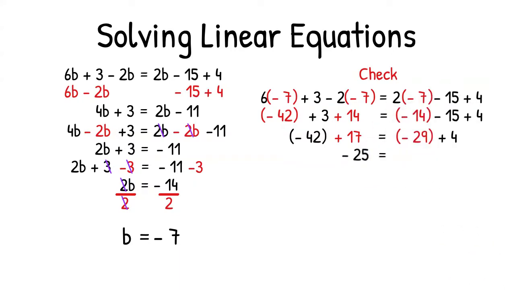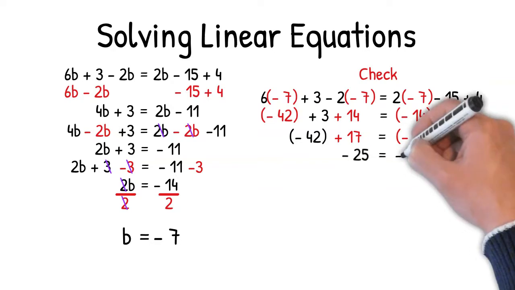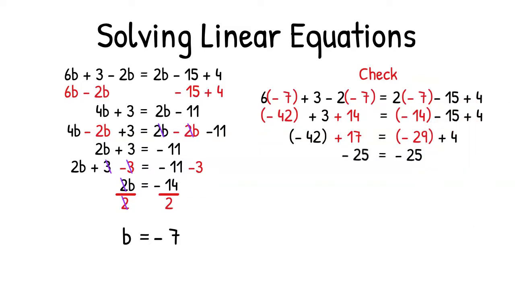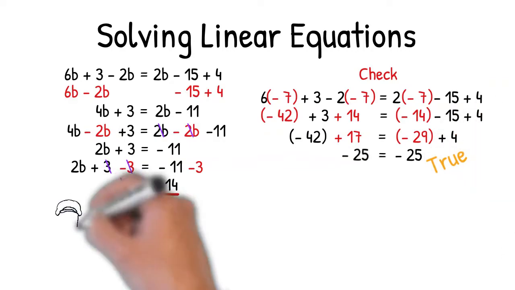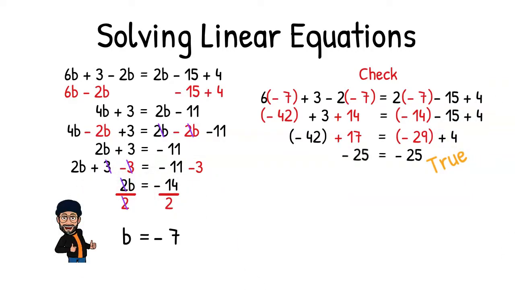On the right side, we have absolute value 29 is larger than absolute value of 4, so the sign of the answer, again, will be negative from the negative 29. The difference, 29 minus 4, is 25. We have negative 25. Negative 25 is equal to negative 25, so it's true. So negative 7 is a solution for this equation.